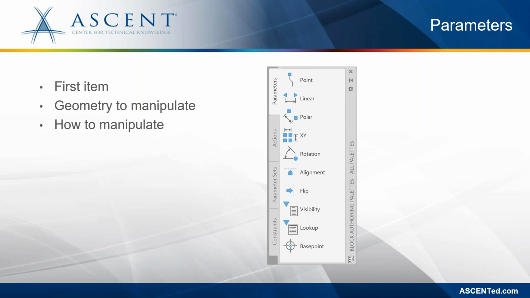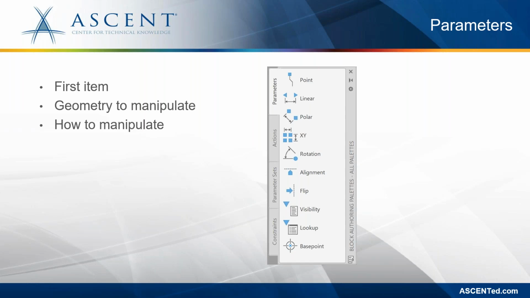I'm saying most parameters, not all. There are some exceptions here, but most of the parameters need actions. So for example, linear, polar, rotation, these are the regular kind of parameters, and these work in a two-step process. First, you apply the parameter, and then you apply the associated action with it. For example, if you want the block to be able to hold different sizes, that's what I was talking about earlier, then we use the linear parameter and then associate a stretch or scale action with it.